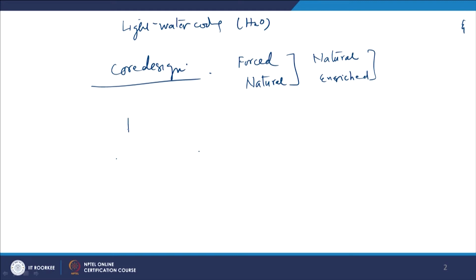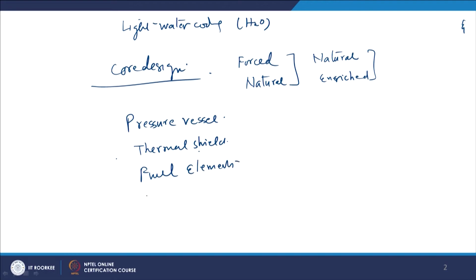It has a pressure vessel. It has a thermal shield also, fuel element, and reactor pressurizer. This is a unique thing here, the pressurizer. Pressure is very high in this reactor. The primary circuit is pressurized up to 100 bar.